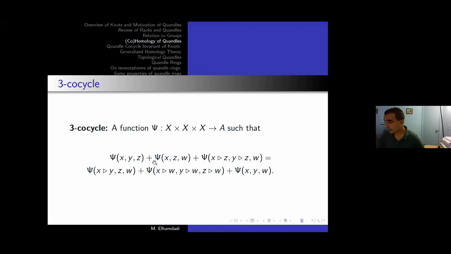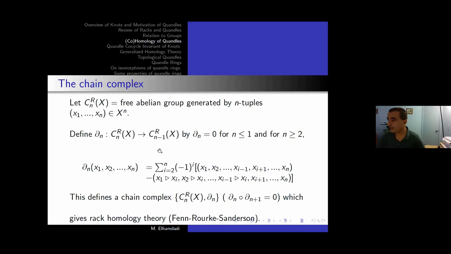Now, if you put everything on one side in this equation by turning the right-hand side to the left and switching the signs, and you do the same thing with the other one, you can see that there is a certain pattern. And here we're going to talk about quandle homology. In fact, historically, it appeared as rack homology by Fenn, Rourke and Sanderson in the early 1990s. And later, Carter, Saito, Kamada and students generalized it for quandles.